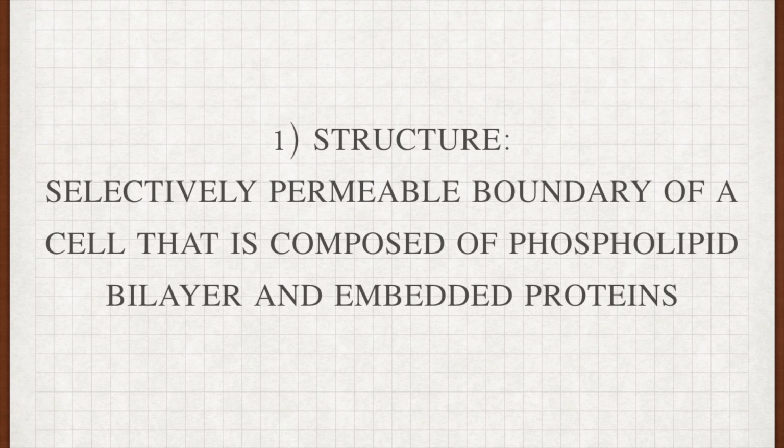For example, for the previous question, you would firstly talk about structure of the plasma membrane. You would say, the plasma membrane is a selectively permeable boundary of a cell that is composed of a phospholipid bilayer and embedded proteins. Note that in this dot point, you've referred to a very distinctive and very, very important structural characteristic of the plasma membrane. You talked about how it is selectively permeable. You've also briefly explained the composition of the phospholipid structure.